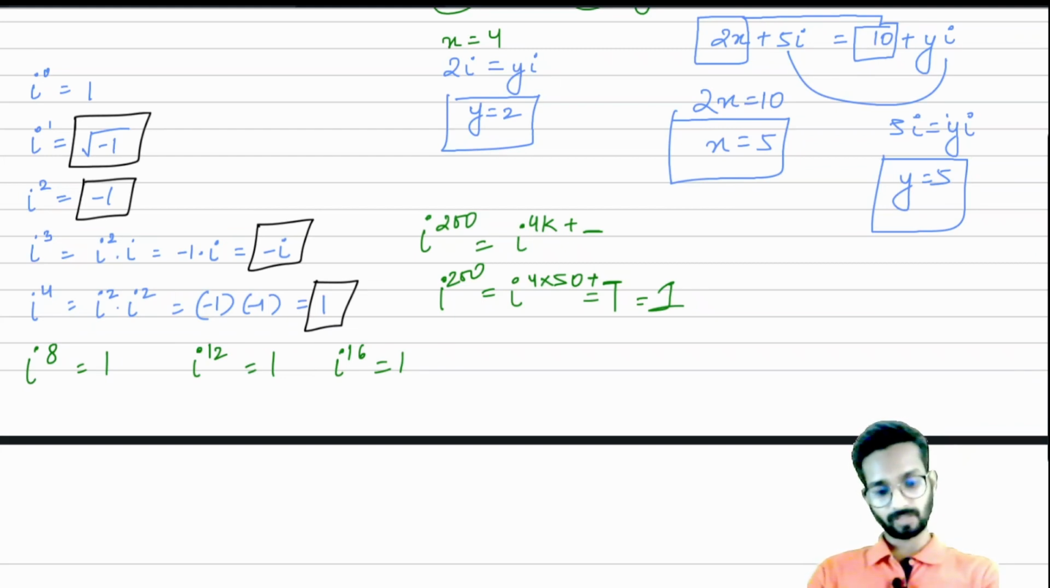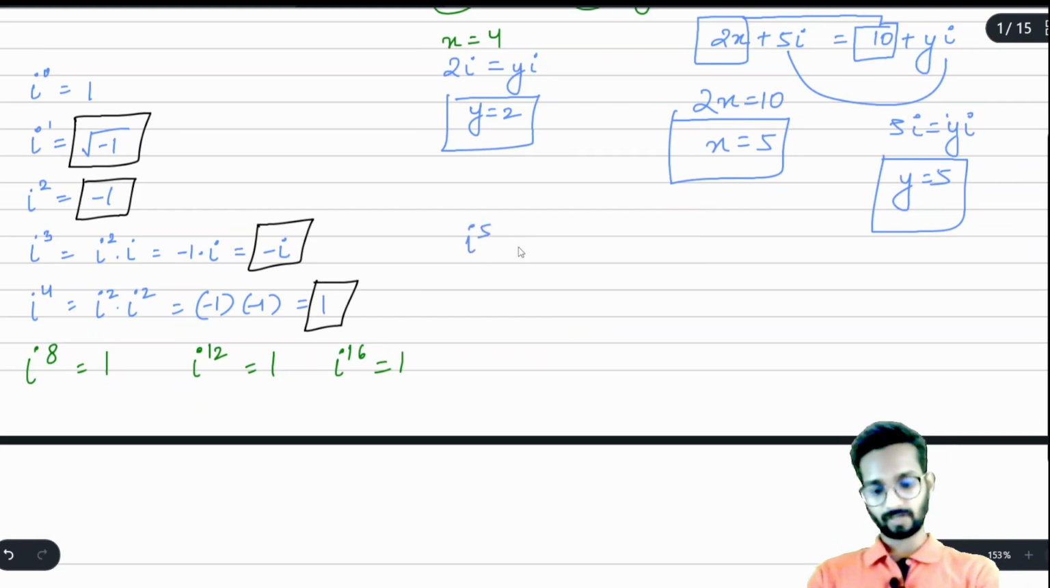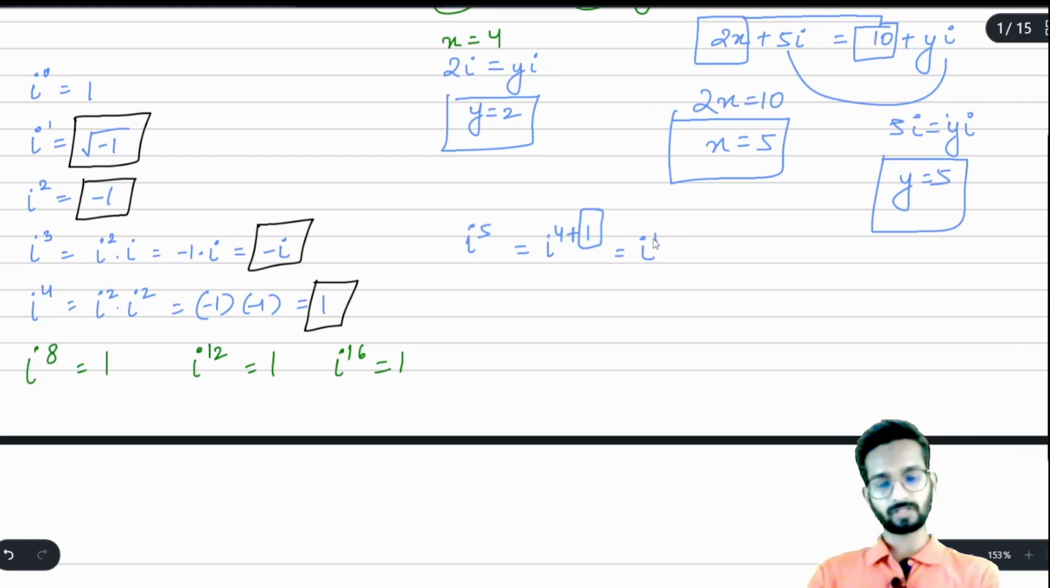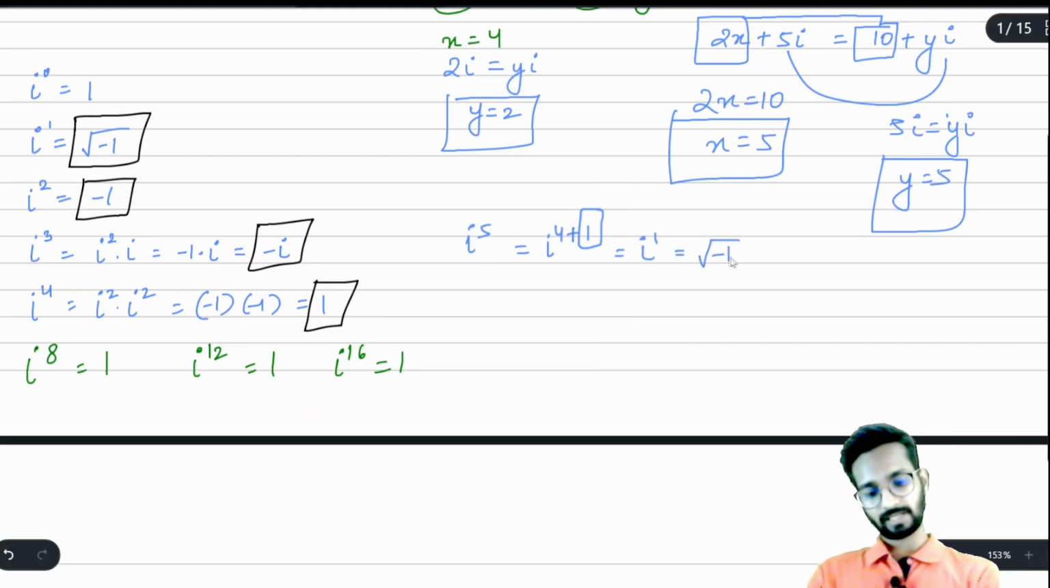When does the problem come? The problem comes when, suppose the question says find I power 5. How will you find I power 5? You can say it is I power 4 plus 1. Now see how to solve it. If it is 4 plus 1, it means there is a remainder 1. Whatever is the remainder, just write it as I power 1. This is your answer. Why? Because I power 4 will become 1 and the answer will be whatever is the remainder. So it will be I power 1. Very easy, and I power 1 is nothing but root of -1.